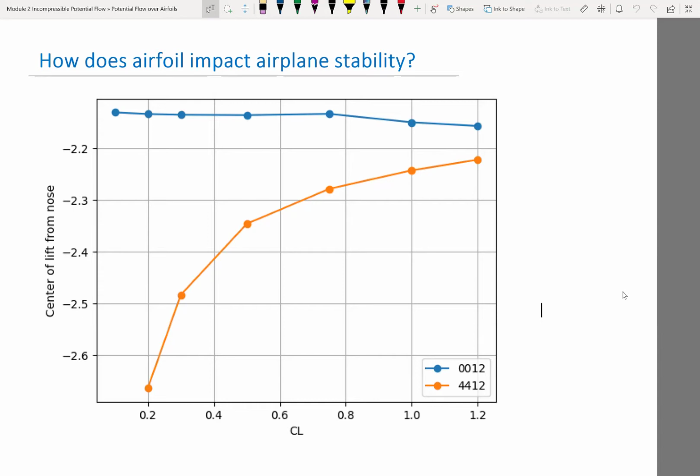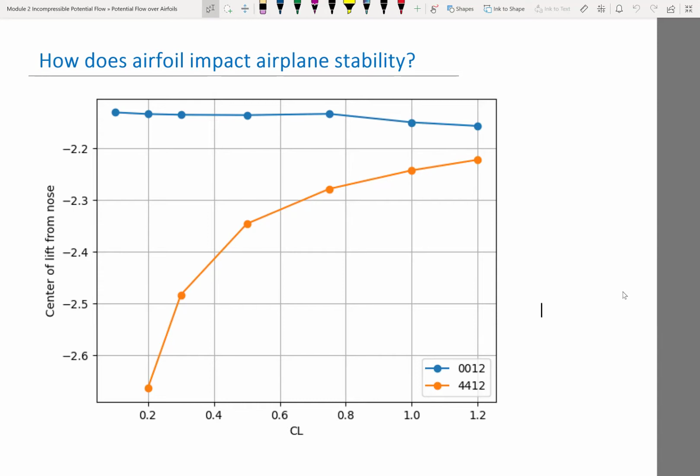So this is usually the kind of graph we use to determine stability. On the x-axis is either lift coefficient or angle of attack. Usually lift coefficient goes up as you increase angle of attack. On the other axis, it's either the center of lift or some kind of moment around the center of gravity. So the question is, what kind of slope do you want to see for the airplane to be stable?